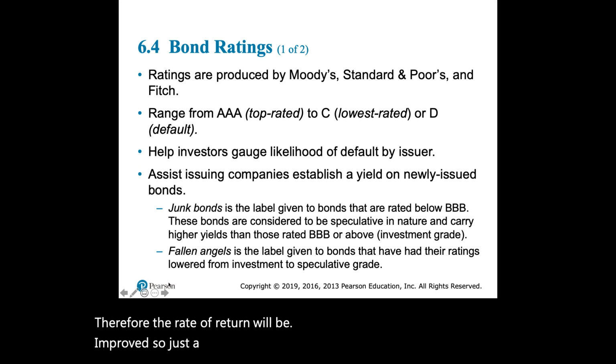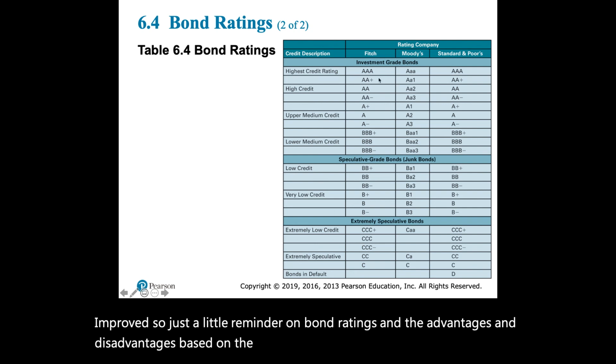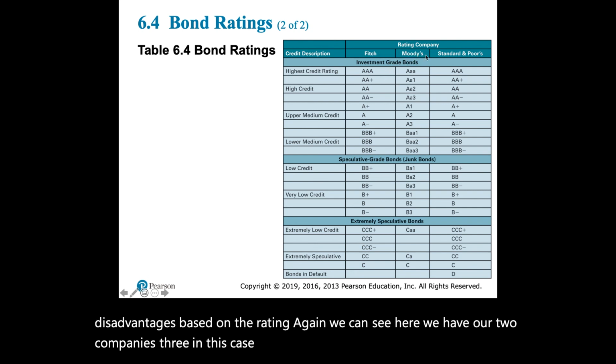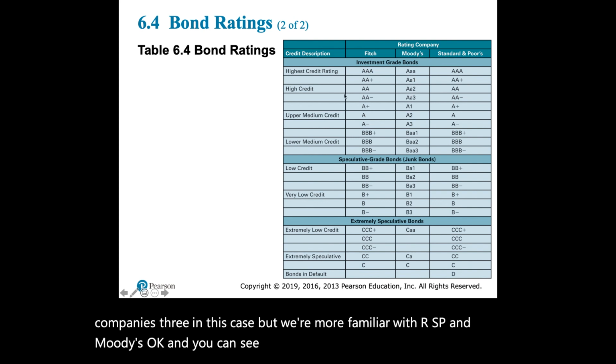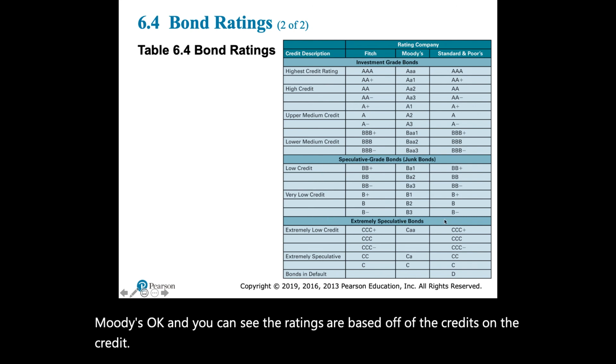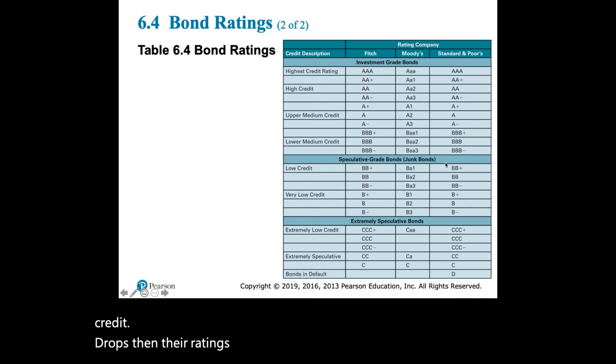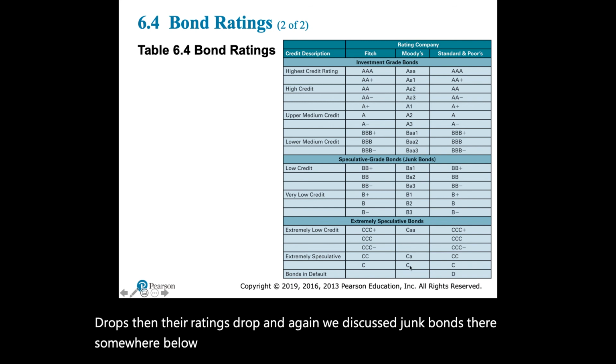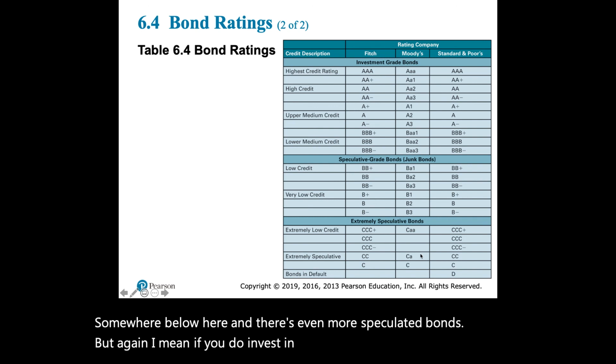Here we can see our two companies, well, three in this case, but we're more familiar with S&P and Moody's. You can see the ratings are based off of the credits. When the credit drops, then our ratings drop. And again, we discussed junk bonds. They're somewhere below here, and there are even more speculative bonds. But if you do invest in bonds like this, then there might be a higher yield. So there could be some advantages of investing in a riskier, lower rated bond.